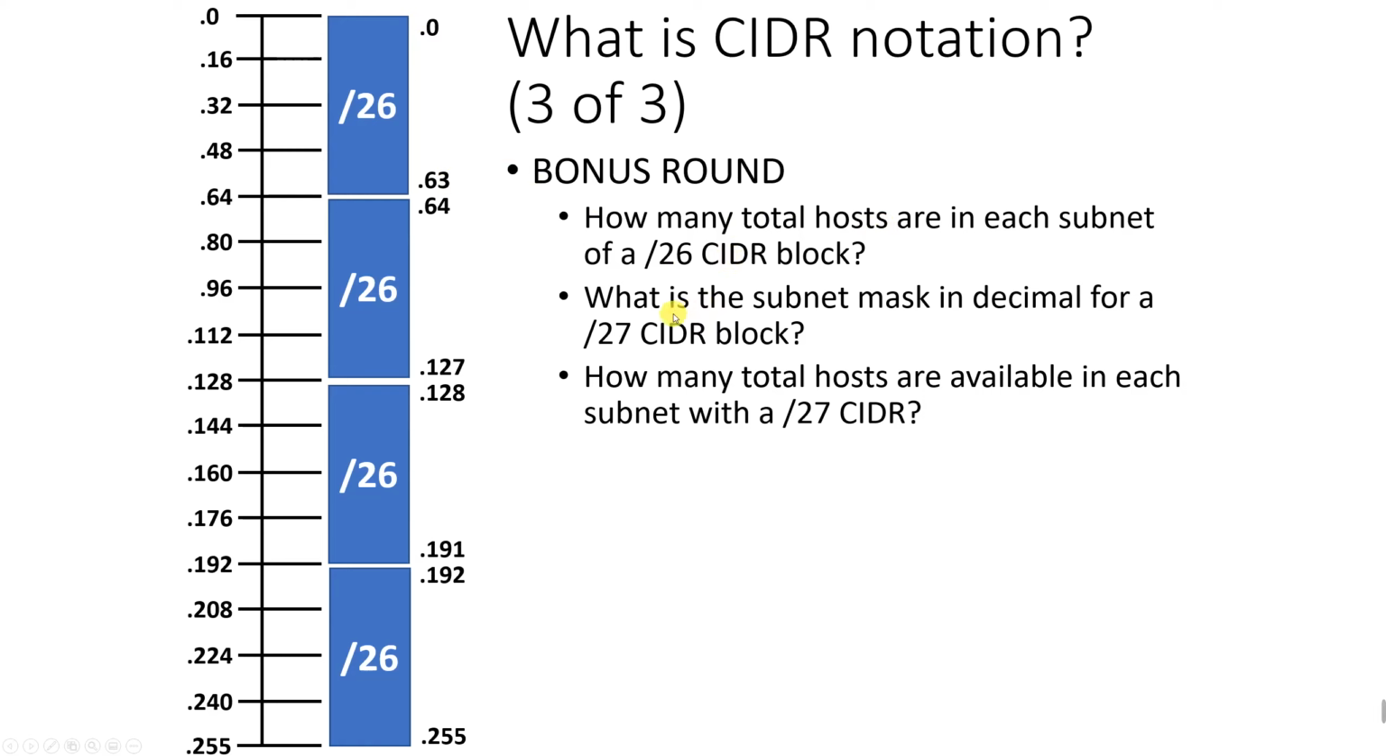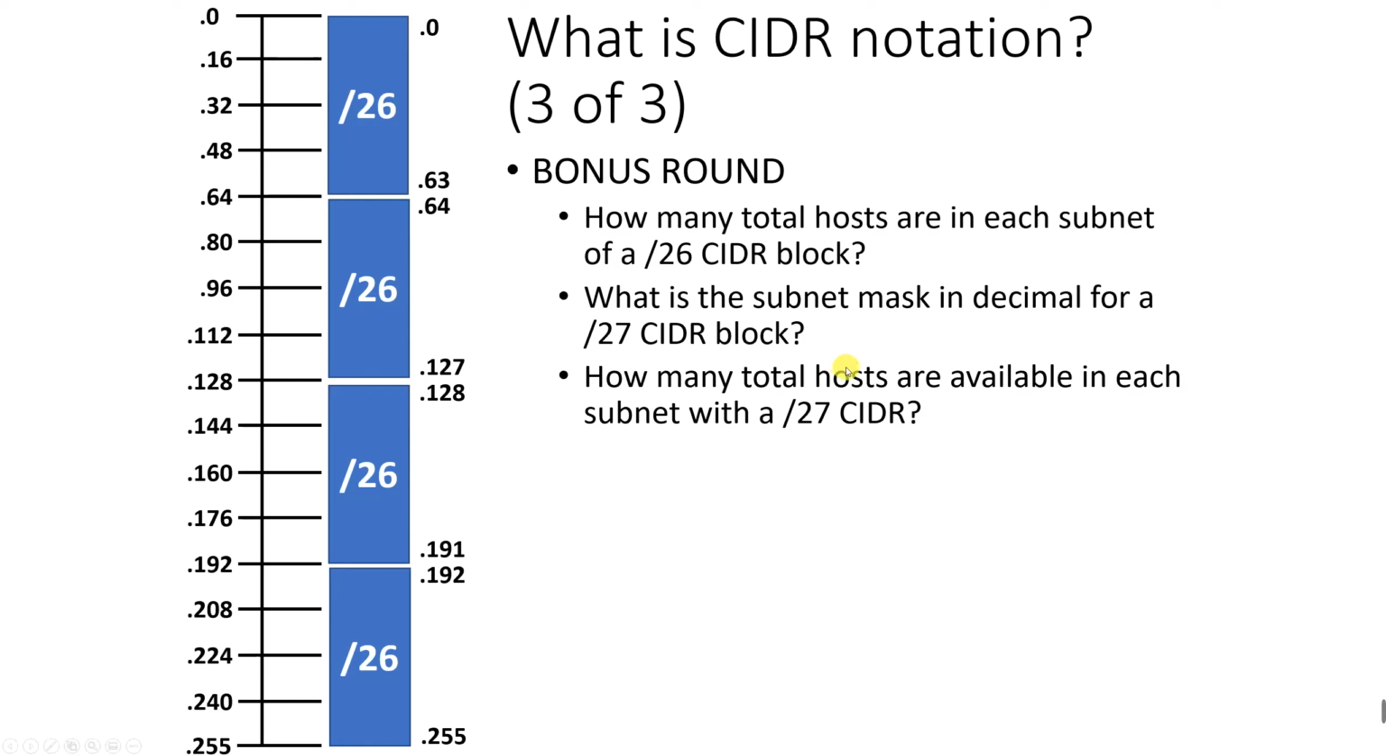The second question: what is the subnet mask in decimal for a /27 CIDR block? Some of you, very few of you, but some of you may be able to do this in your head already. So /27, count out 27 ones. So you know it's going to be 255.255.255 something. So what is that something? Well, what is 11100000 in decimal? Well, let's see. You would need to add 128 plus 64 plus 32, and that'll give you your answer.